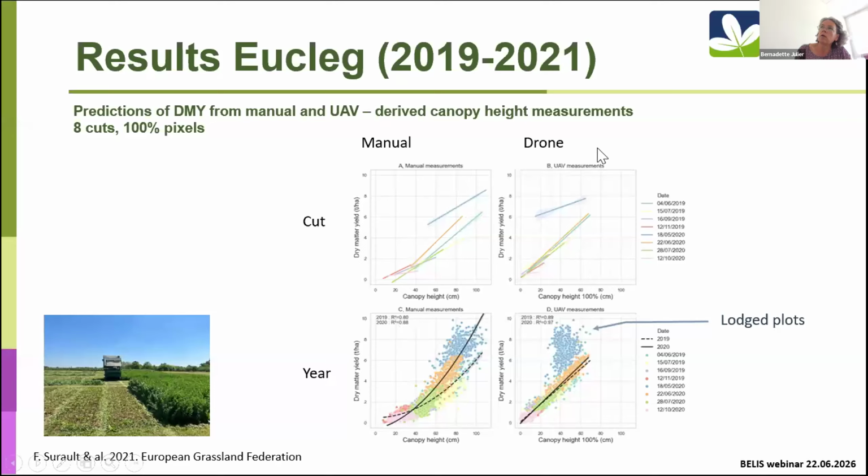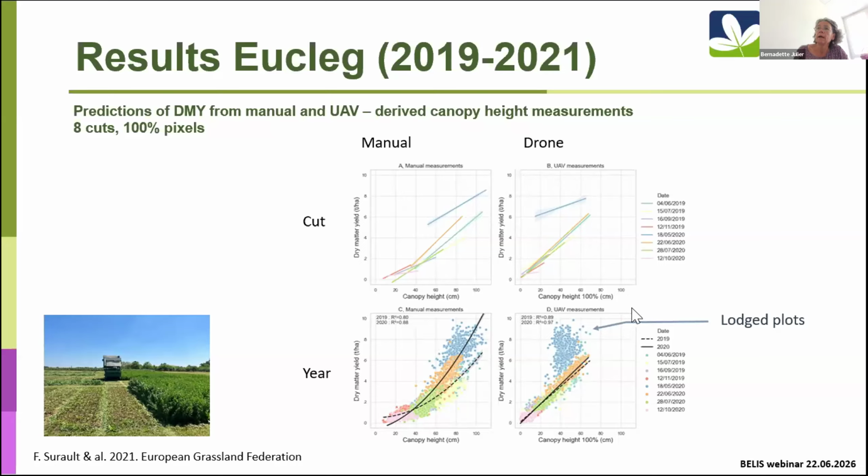And on the right-hand side, you have the same correlation with the canopy height measured by the drone. You can see again a nice correlation, even better between canopy height and dry matter yield, except for one cut here. If you look at the plot on the bottom, you can see these blue points. One point is one plot. And in this cut, we have lodging, severe lodging.